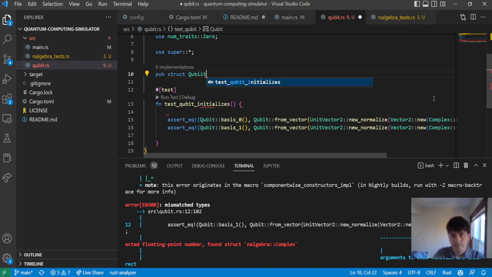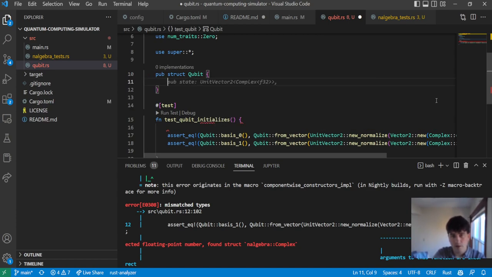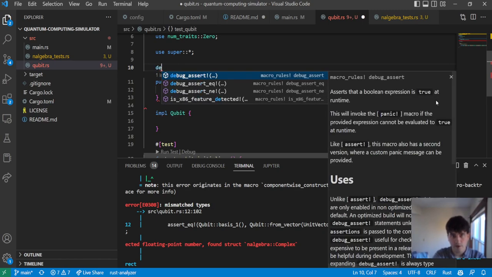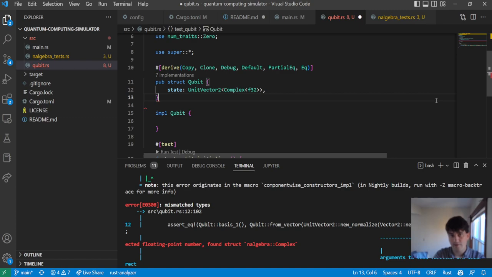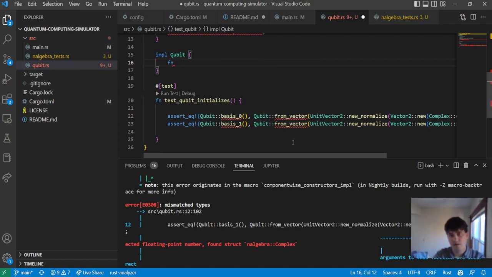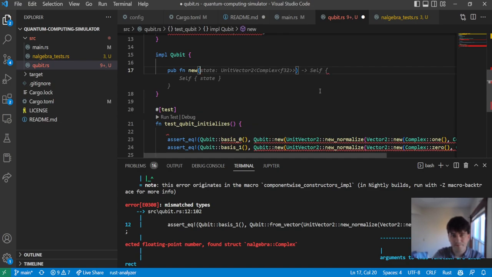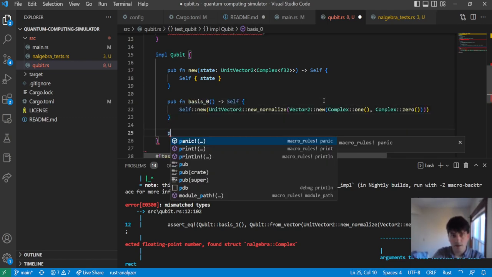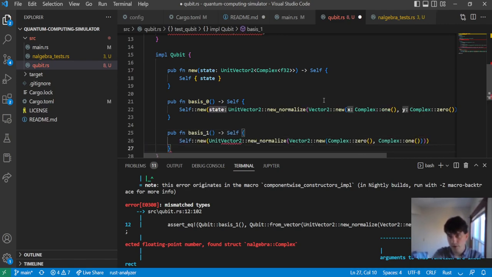Pub struct qubit. And it will have a state, which will be a unit vector. And then we will impl qubit. We should derive some things about it. I'm good with all of that if the compiler is. And we will say from vector. I guess I can just say new. New is fine. It's obviously from a vector. So pub function new, and that's good. And then pub function basis 0 is going to return that, and pub function basis 1 is going to return that.